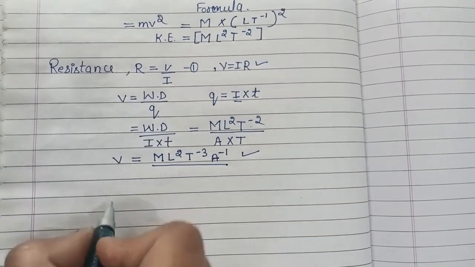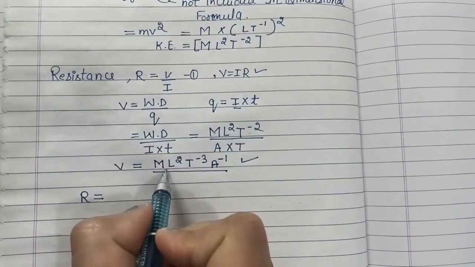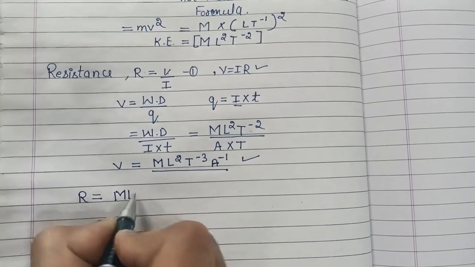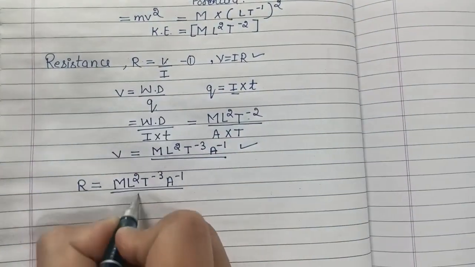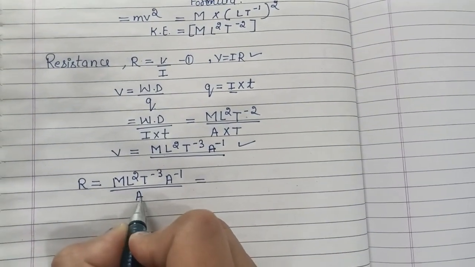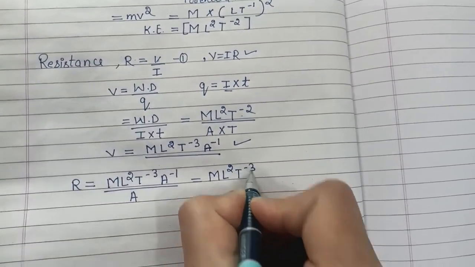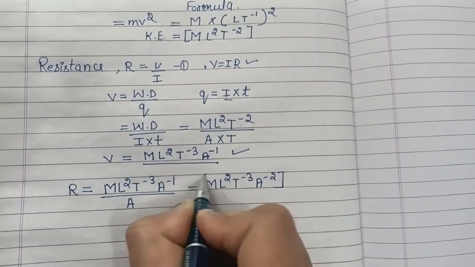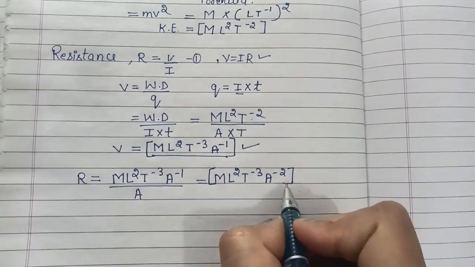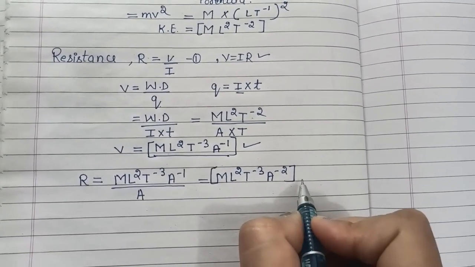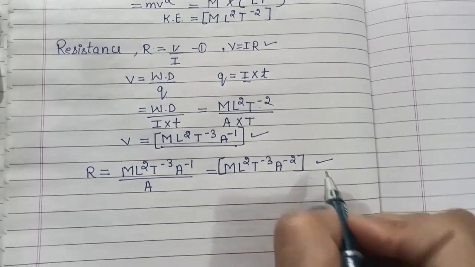So we find resistance, that is R is equal to V upon I. So ML^2T^-3A^-1, and for current it is ampere. Therefore A in the numerator becomes A^-2. So ML^2T^-3A^-2. This is the dimensional formula for resistance, and the same dimensional formula applies for reactance and for impedance. There is no need to calculate them again. They have the same dimensional formula.